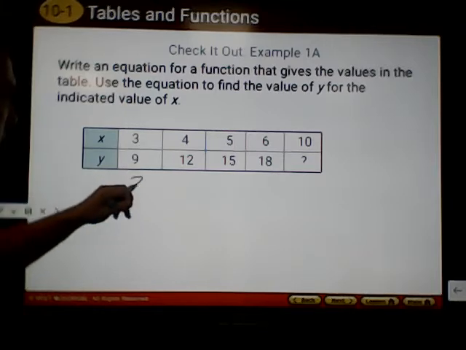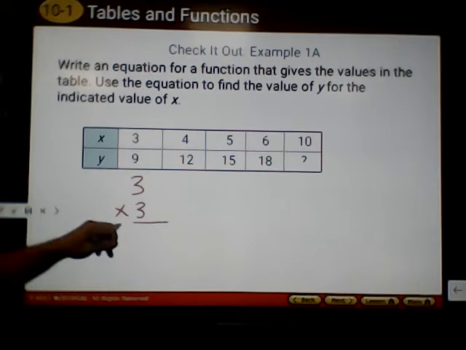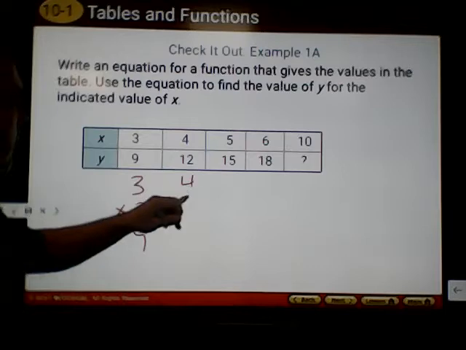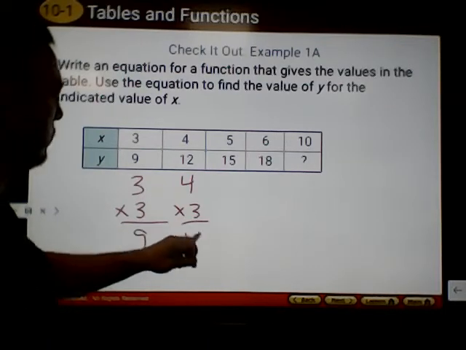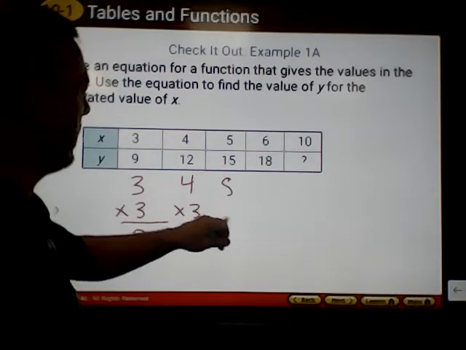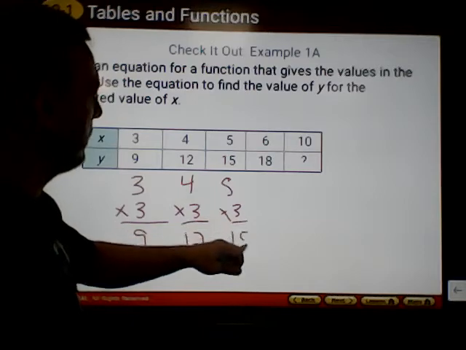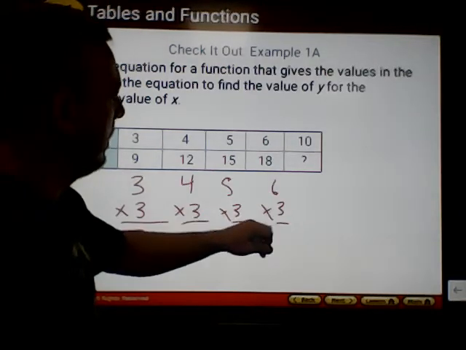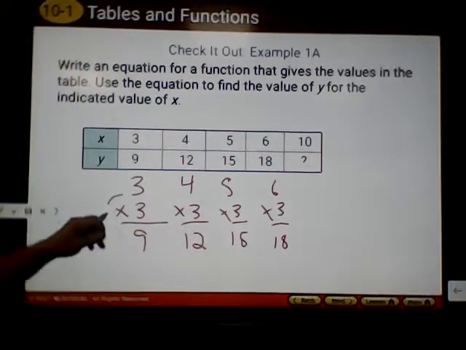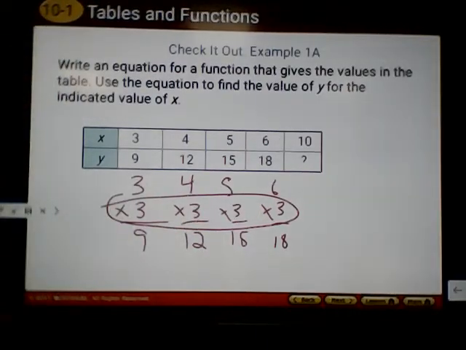Let's try the multiplication. 3 times 3 is 9. Okay. 4 times 3, well, that's 12. 5 times 3, that's 15. 6 times 3, that's 18. Therefore, my answer will be times 3.